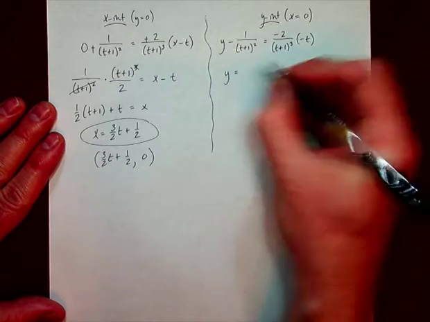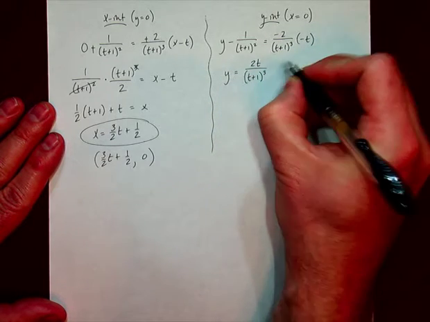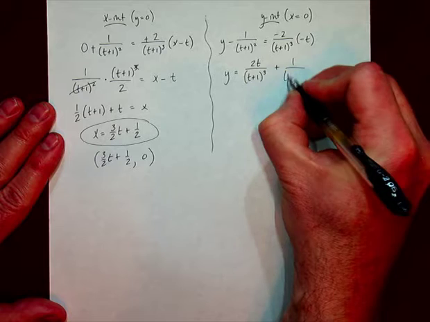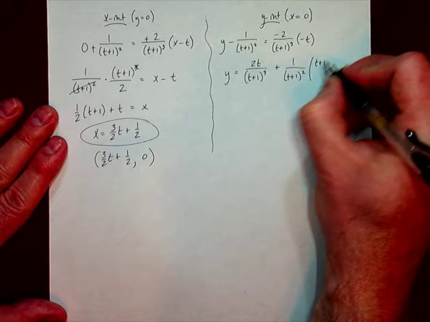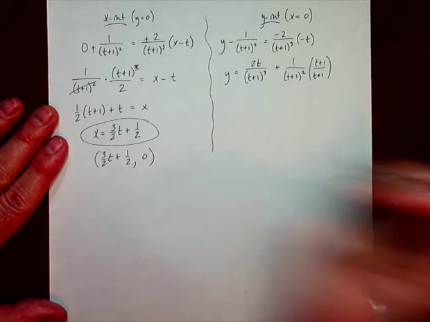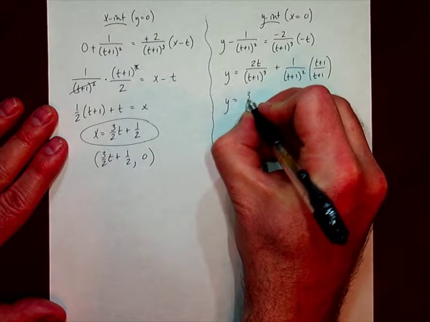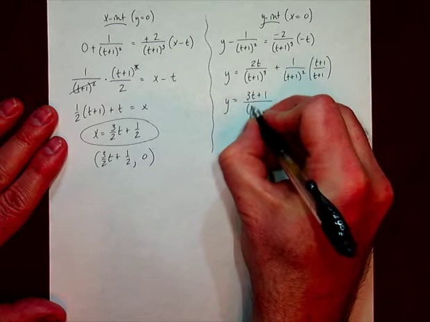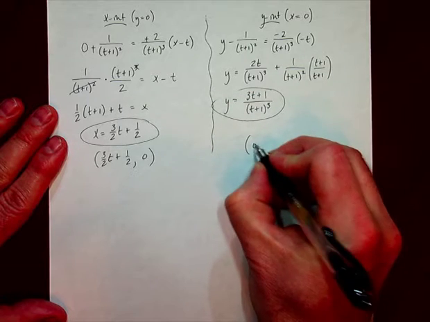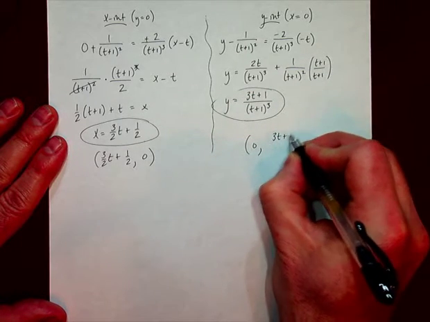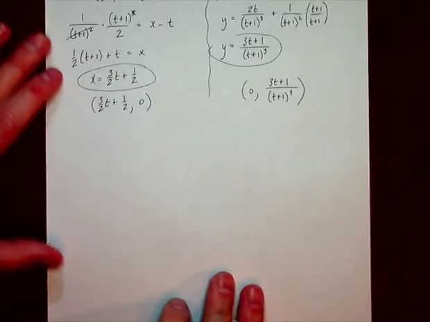So I have y is equal to 2t over (t plus 1) cubed, and then I need to add 1 over (t plus 1) squared to the other side. Well, this of course needs to become (t plus 1) cubed in the denominator in order to find a common denominator, and that's going to wind up being (3t plus 1) over (t plus 1) cubed. So y is not just that value at any point. y is that value when x is 0. And so I have (t plus 1) cubed.